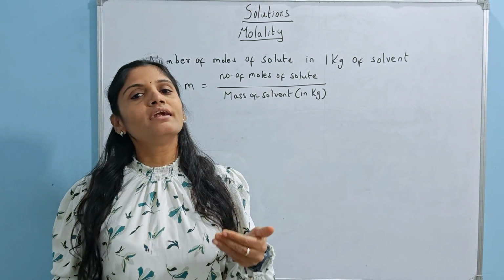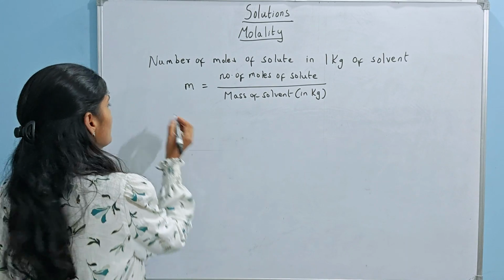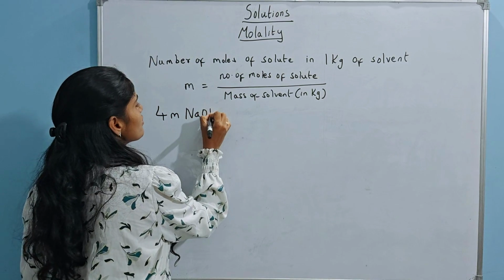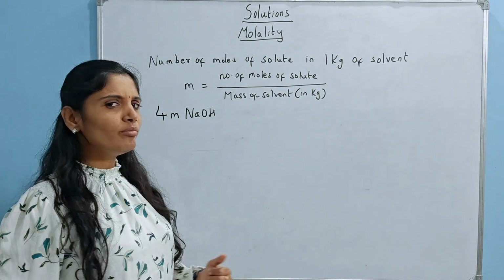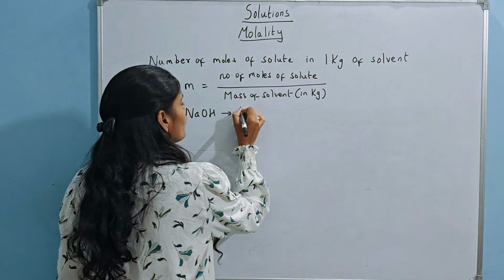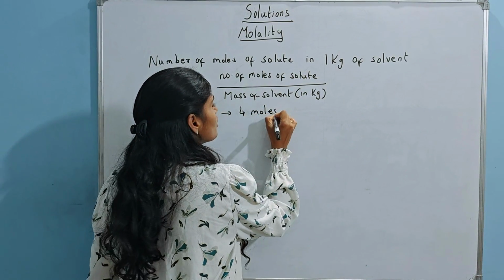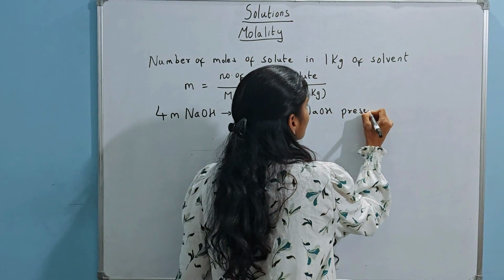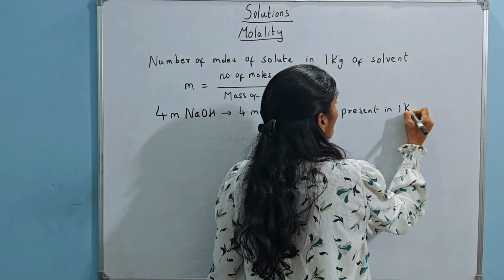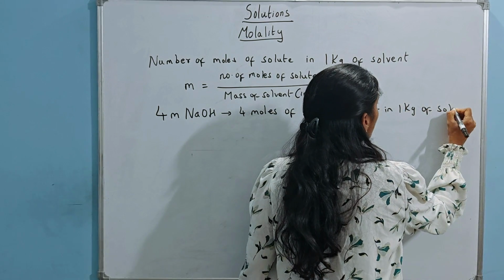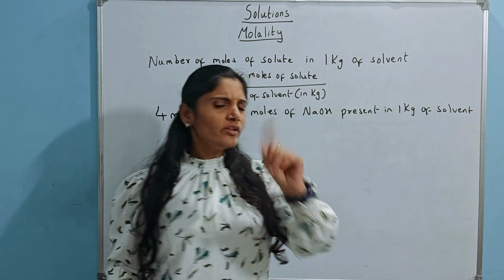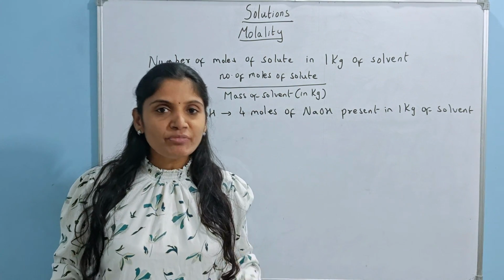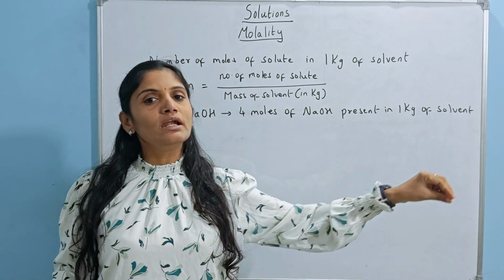Now to understand molality even better, let us take a small example. If someone says 4 molal NaOH, what does it mean? It means that 4 moles of NaOH are present in 1 kg of solvent. Let's quickly recap molarity also. If someone says 4 molar NaOH, what did I say? 4 moles of NaOH in 1 liter of solution.